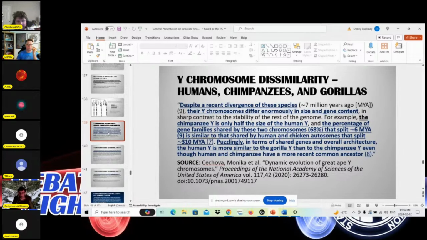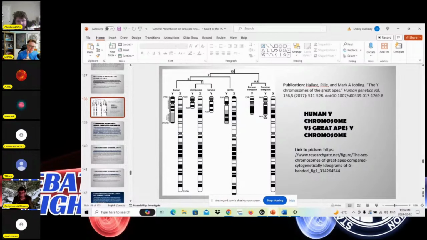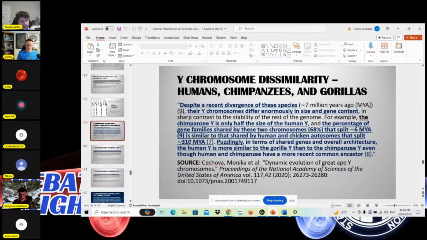Of course, we're coming at this from 2 different angles. So why I believe this is significant is because I would argue this is one piece of evidence that can help differentiate between the models. From the separate ancestry perspective, this is not really a surprise because we predict that with humans and chimpanzees, we will find data that contradicts them being related. This is from a 2020 paper. This is from the conventional literature, not from creationist literature. And they admit, despite a recent divergence of these species, their Y chromosomes differ just a little bit.